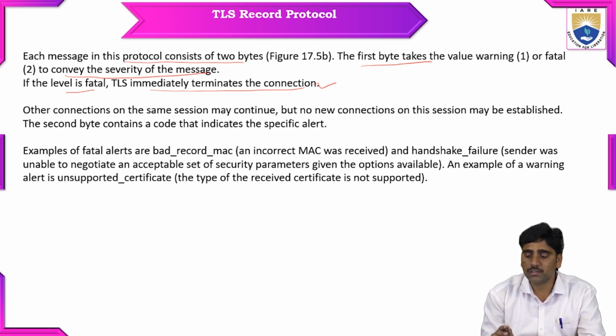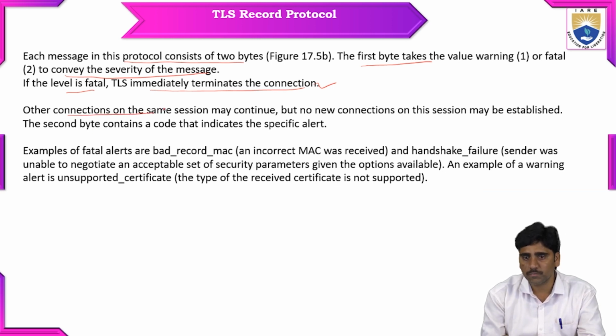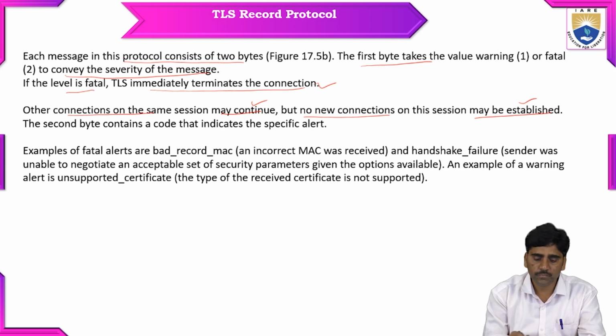So it gives the warning or fatal. If it is fatal, then TLS immediately terminates the connection. Other connections on the same session may continue, but no new connections on this session may be established. The second byte contains a code that indicates the specific alert.